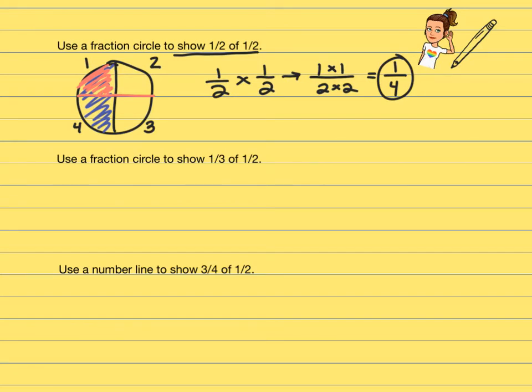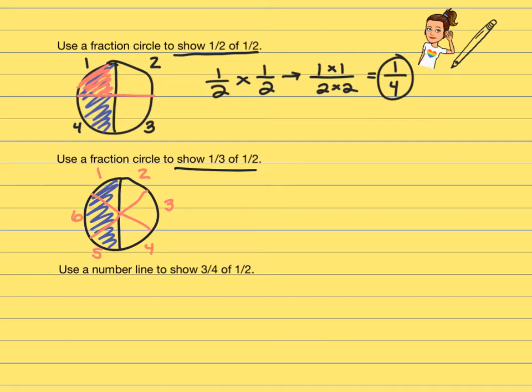Let's try this again. Use a fraction circle to show 1/3 of 1/2. Let's draw a circle and our half. I'm going to shade in half. This problem is asking us to show 1/3 of a half. So, let's see how many fractional pieces we have. 1, 2, 3, 4, 5, and 6. We want to show only 1/3 of 1/2. So our answer should be 1/6.